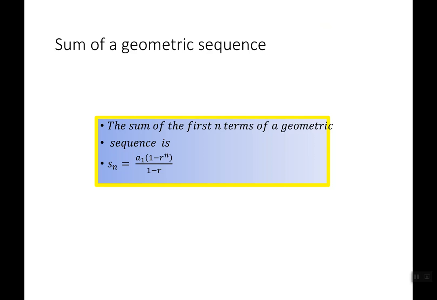So we're going to go over some sums of geometric sequences. First, let's start with what our equation is. The sum of the first n terms of a geometric sequence, S of n, is a1, our first term, times 1 minus r to the n. So r was our ratio, n is how many terms, and on the bottom we have 1 minus r.